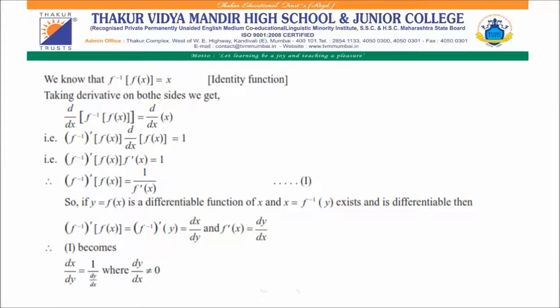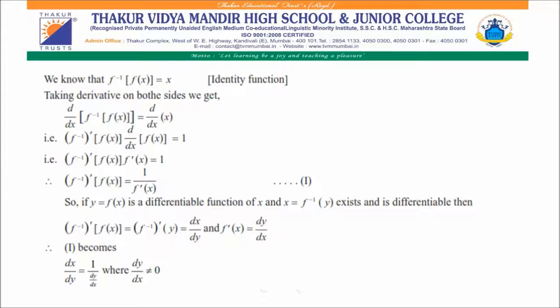We know that f inverse of f of x equals x. Taking the derivative on both sides, we get d by dx of f inverse of f of x equals d by dx of x. Now d by dx of f inverse is f inverse dash of f of x into d by dx of f of x, equals 1. The derivative of x is 1, so we have 1 on the right side. Okay, see the next step.